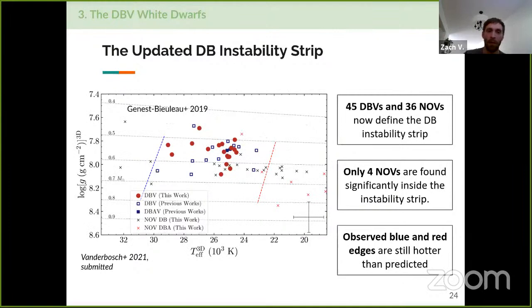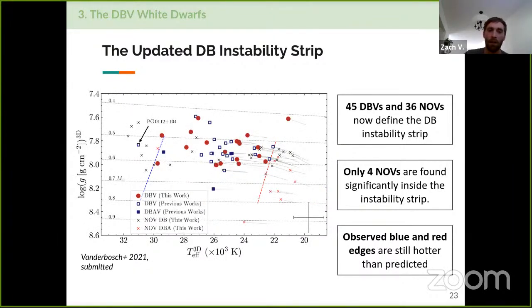So I think the real way to tackle this is to do one homogeneous spectroscopic survey of as many objects as we can, and then compare instability strips between a lot of different catalogs to try and put some constraints on the extrinsic uncertainties in the atmospheric parameters for these stars.